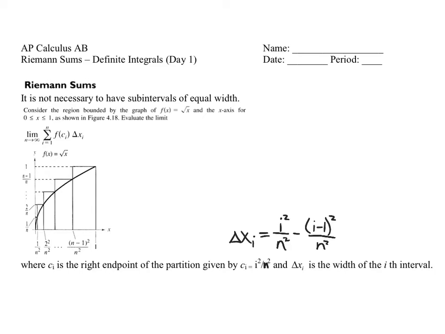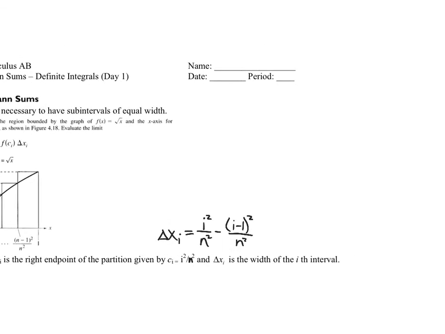So now we do a little bit of simplifying here. We FOIL that and do the subtraction. We get i squared minus i squared plus 2i minus 1, all over n squared.